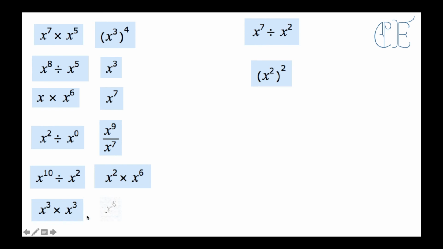3 add 3 gives us 9. 9, I'm timesing. 3 add 3 gives us 6. x to the power of 5, which we worked out, and this one should be x to the power of 4. Okay? Right, I really hope you understand that.